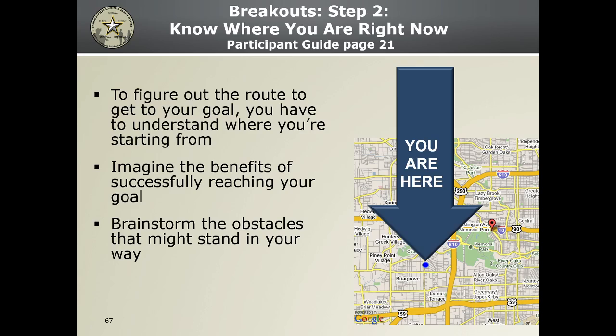So once you have the end state in mind, you think about what it will be like to arrive. Think of a benefit of arriving to your final destination, and then juxtapose that with an obstacle that will make it difficult to get there. So again, we are going back to the PDF here.